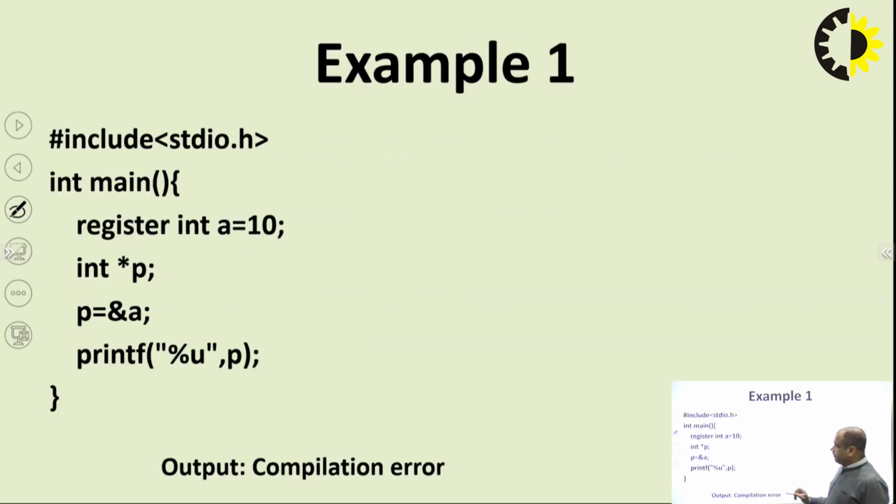Here, if we define a variable a with the register keyword, and we use a pointer p and assign the address of a to p, what will you get? You will get a compilation error, because that variable is declared with the register type of storage class, so its address can't be accessed.